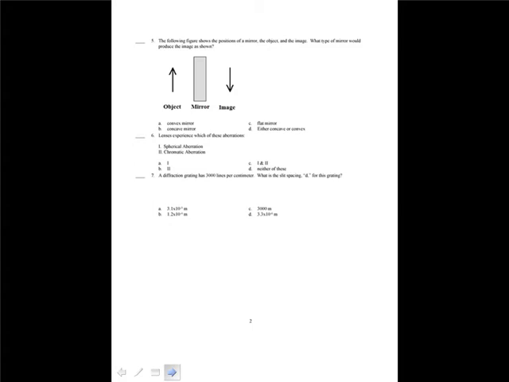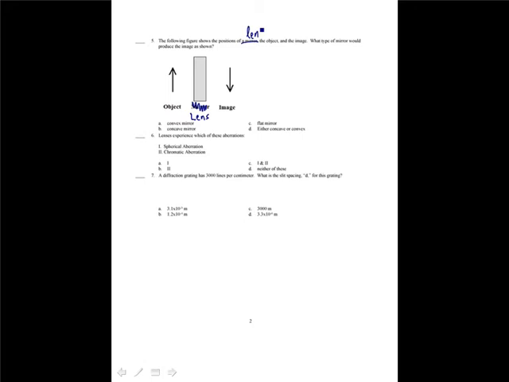The following figure shows the position of a mirror, the object, and the image. What type of mirror would produce the image as shown? Alright, the only mirror that will produce an inverted image is a... actually, there's an error on this. Replace this mirror with a lens, and replace mirror in each of the times it says mirror, just say lens.